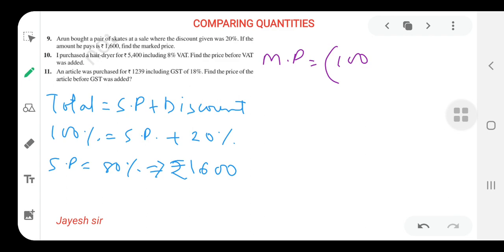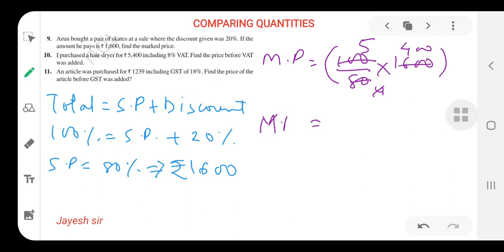100% we need to find, and what we are supposed to do is 80% we'll write over here and 1600 rupees over here. Now we'll start cancelling. 5 into 25, 24, 4, 400. So what was the marked price that we are getting over here is 5 into 420.